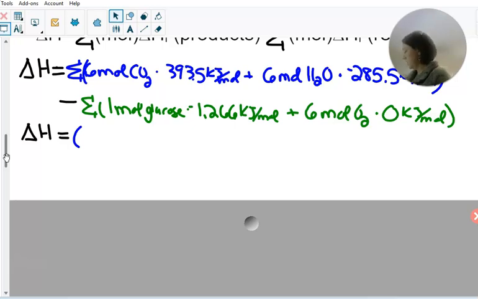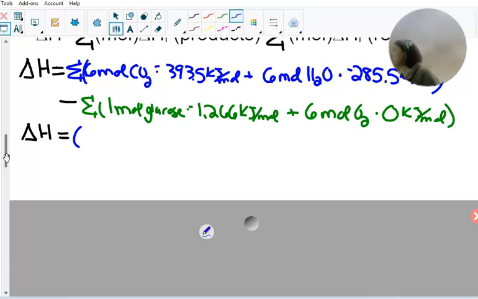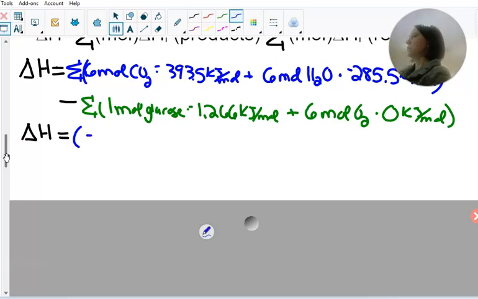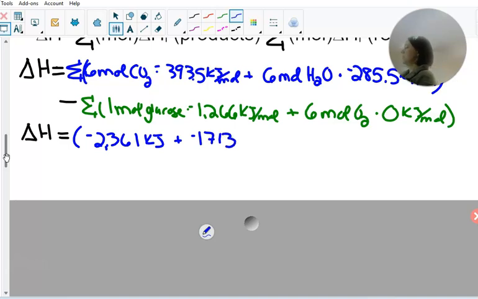So 6 times negative 393.5 is negative 2,361, and then the moles cancel, so I'm left with kilojoules, plus 6 for the water. 6 times negative 285.5 is negative 1,713. Again, the moles cancel, so we're left with kilojoules.